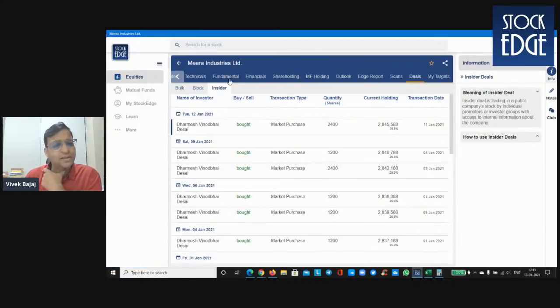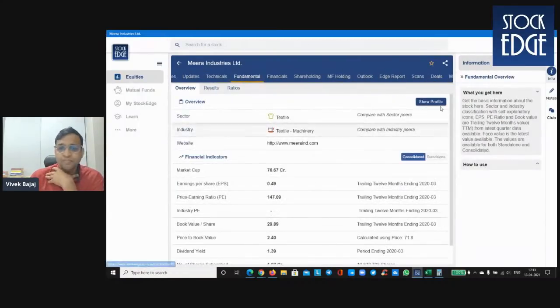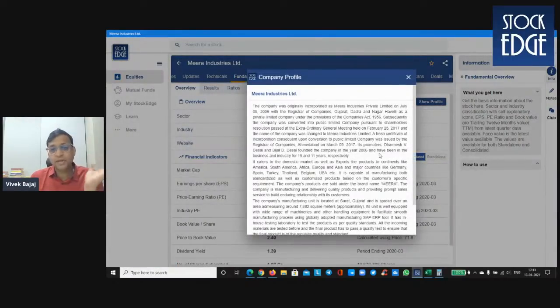Now, what is this Mira Industries all about? You go to fundamental and you see the profile. The company is a 76 crore market cap company. It's a very, very small company, and it is into textile machinery. If you want to know more about this company, click show profile. The company was originally incorporated as Mira Industries Private Limited with ROC in Gujarat. The company was converted to public limited company.